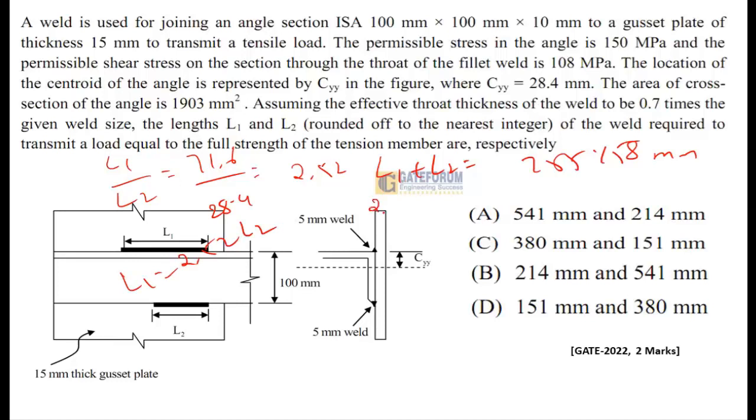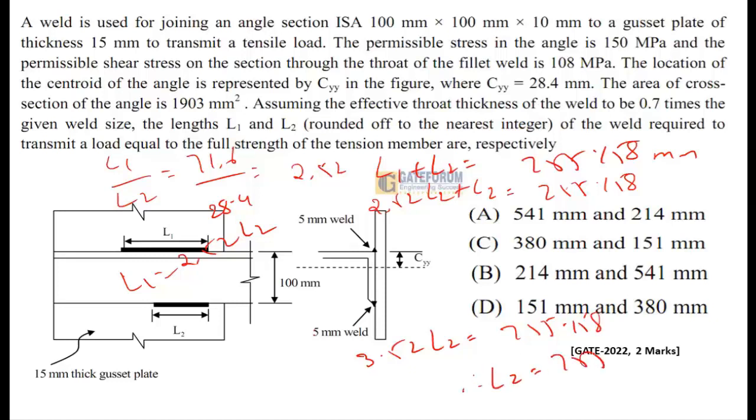So I write 2.52 L2 plus L2 is equal to 755.158. If I take L2 common, I get 3.52 L2 is equal to 755.158. Therefore L2 is equal to 755.158 mm by 3.52, because L1 plus L2 is equal to this value.